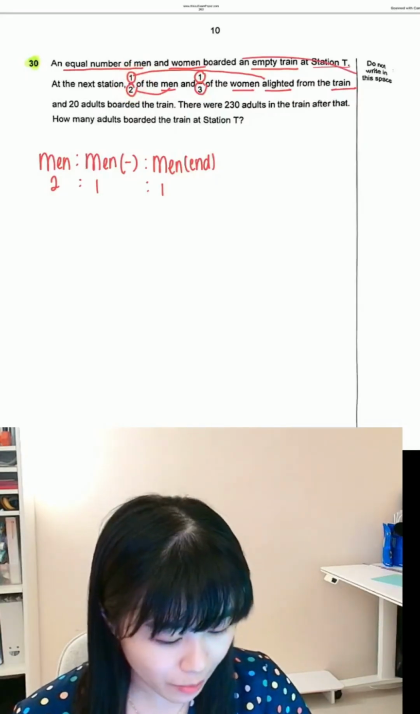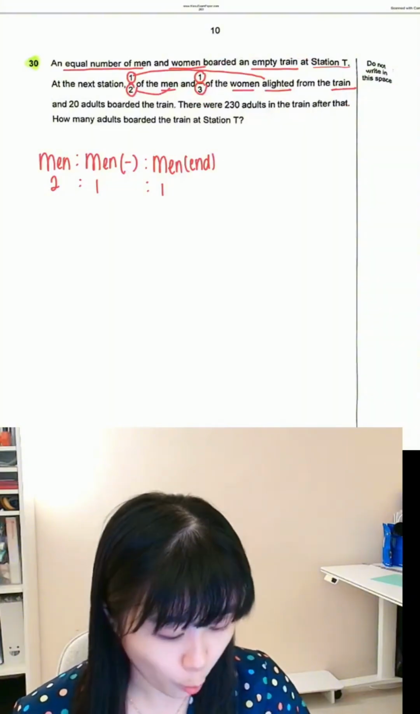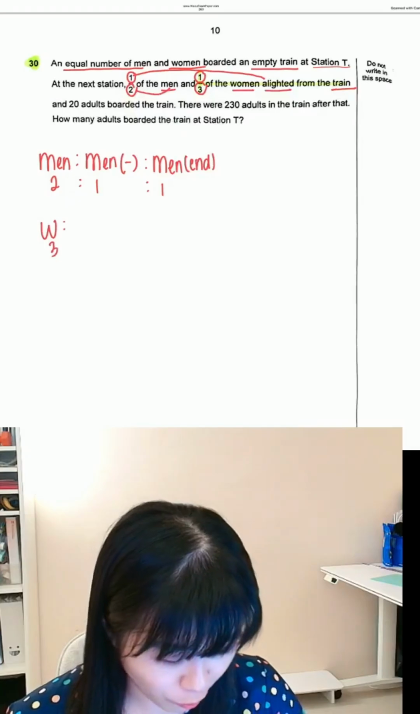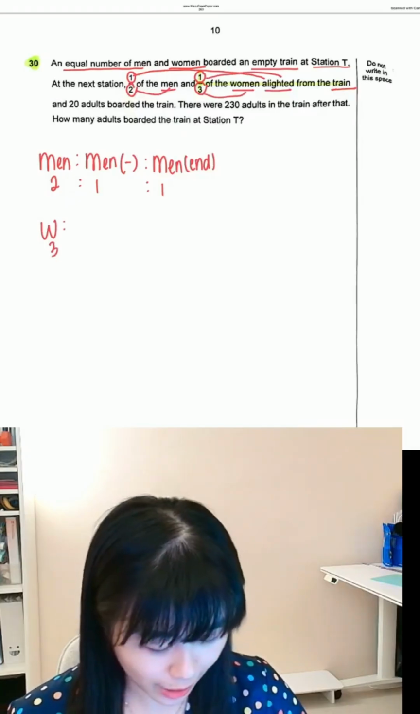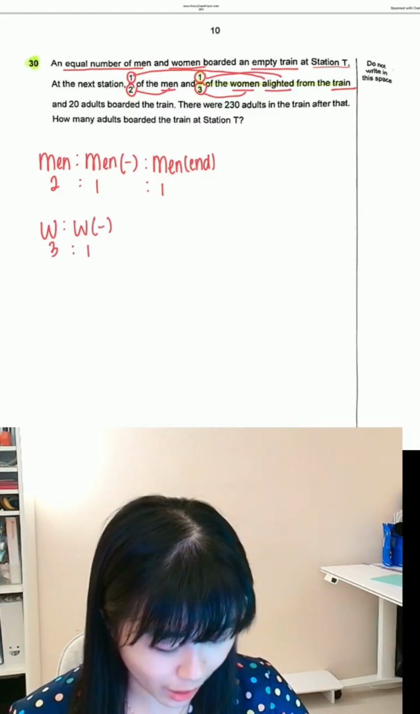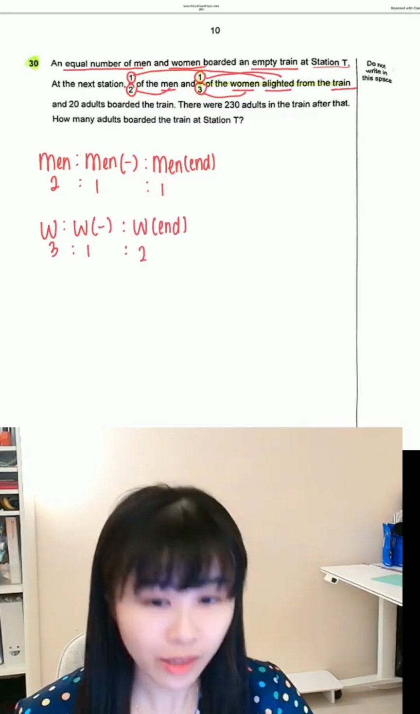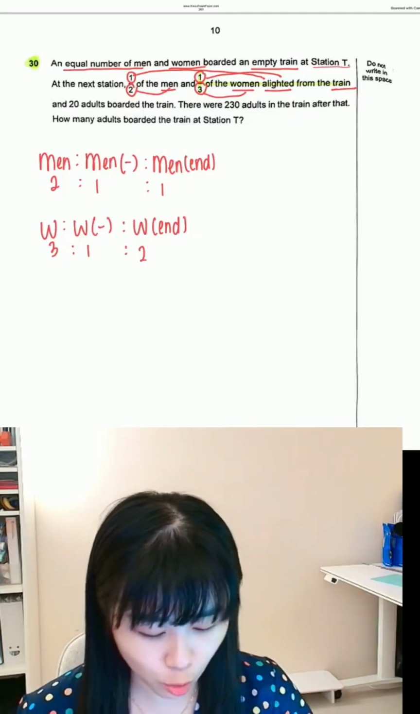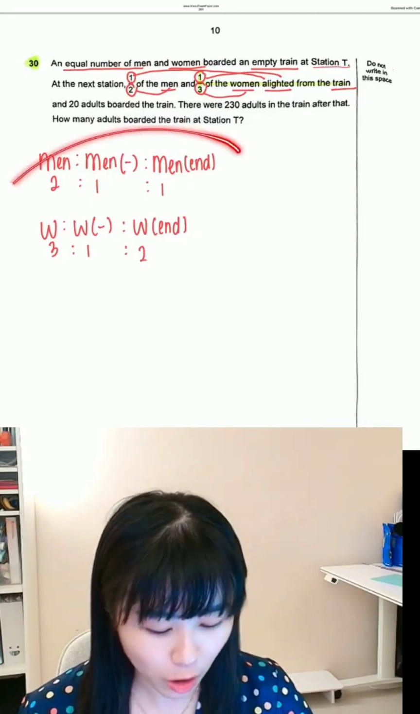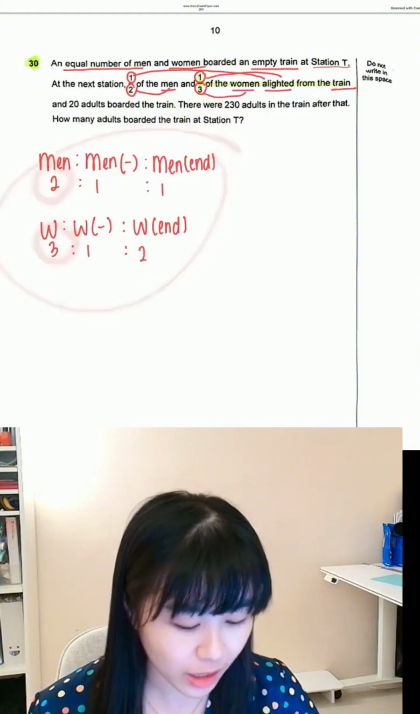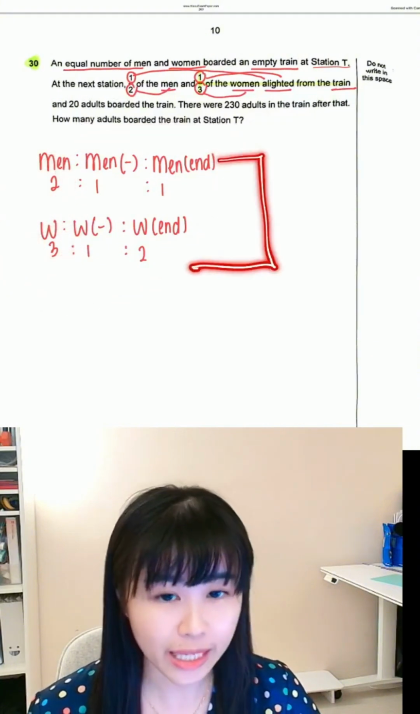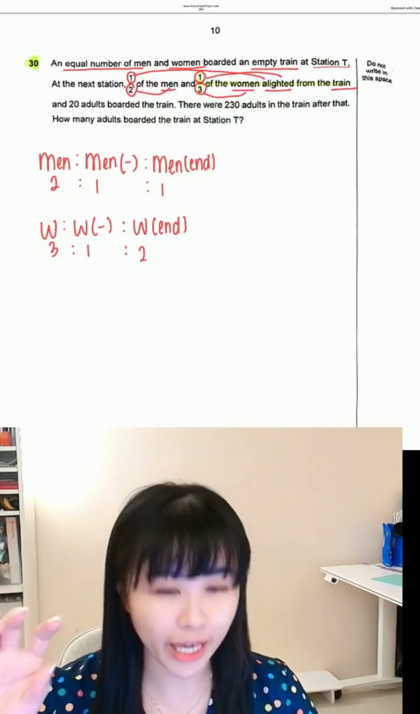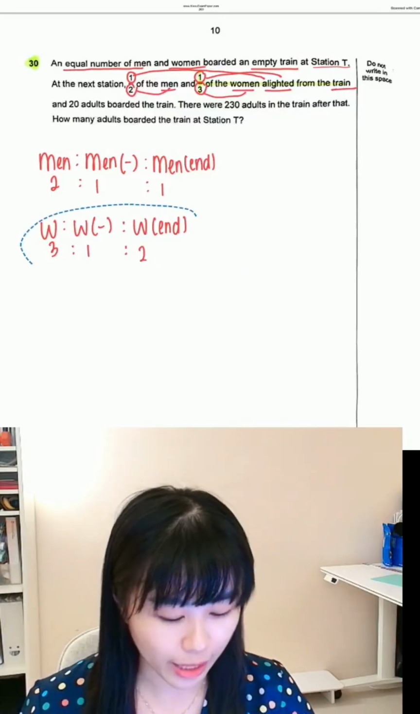So we repeat the same thing to this one. 1/3 of the women alighted from the train means women in total is 3 units from the denominator. 1 unit alighted, so women, you minus away 1. So women in the end is left with 2. So if you are doing ratio, this is the way to do it. Do not just treat it as 2 unit, 3 unit straight away. They are not 2 unit, 3 unit if you haven't got anything to link with this. Link means there must be something related or repeated. Okay, you make the same, then you can link them up together.